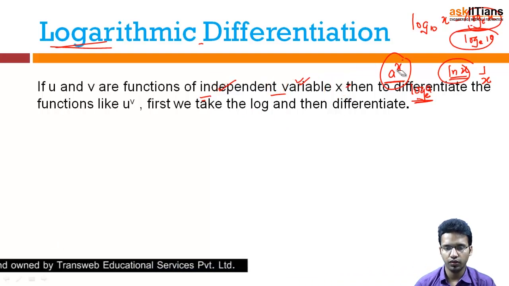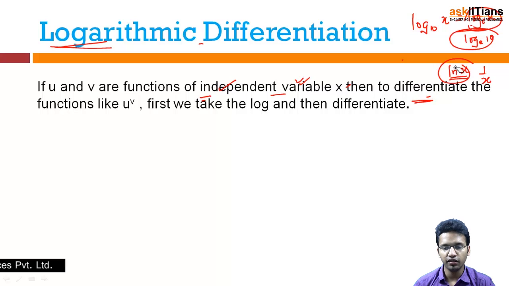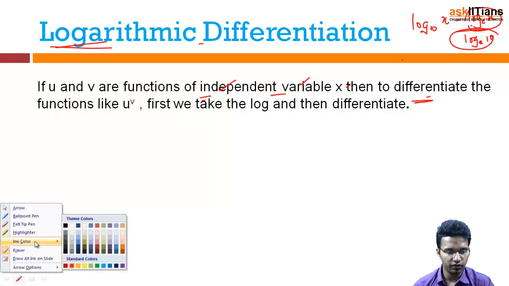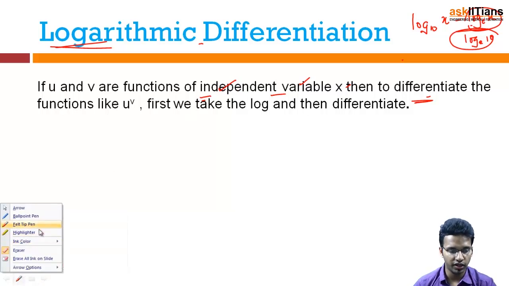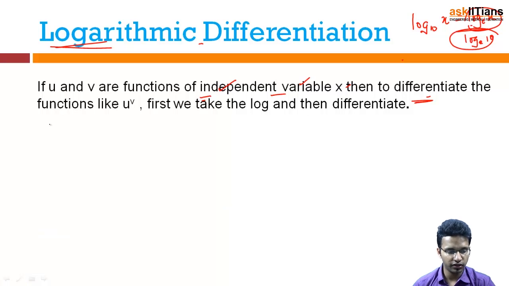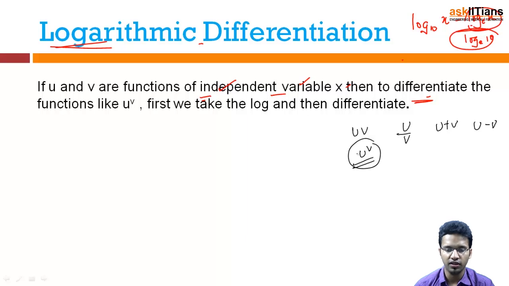Now it's readable. It says, if u and v are functions of the independent variable x, then to differentiate functions of this form, whenever there is a function raised to a function... Till now we have discussed u into v, u by v, u plus v, u minus v. But what happens when u raised to power v is there? That's the perfect thing we'll consider.